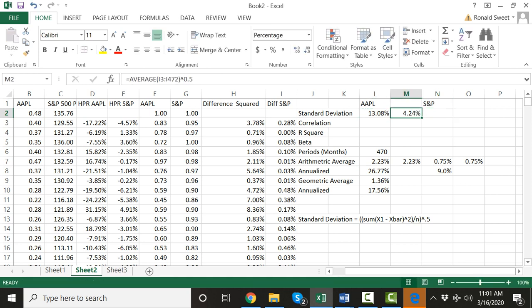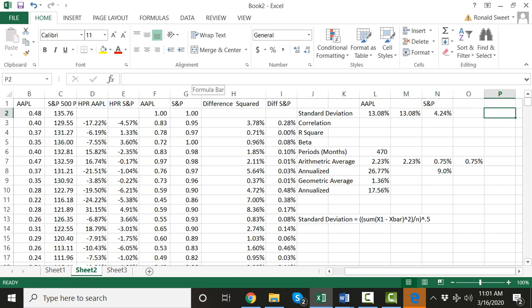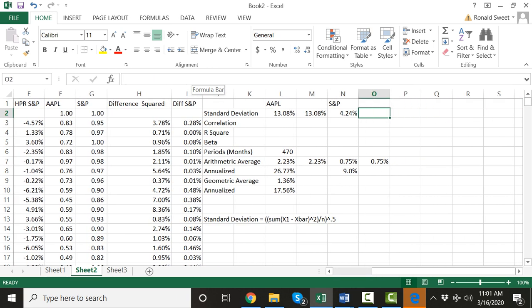And there you can see, using that formula for the S&P 500, the standard deviation on a monthly basis is 4.24%. If you want to annualize this, you can't multiply by 12, because standard deviation can't be annualized in a linear way like that. But you can annualize volatility, which is standard deviation squared. And so what we can do is take the standard deviation times the square root of 12.